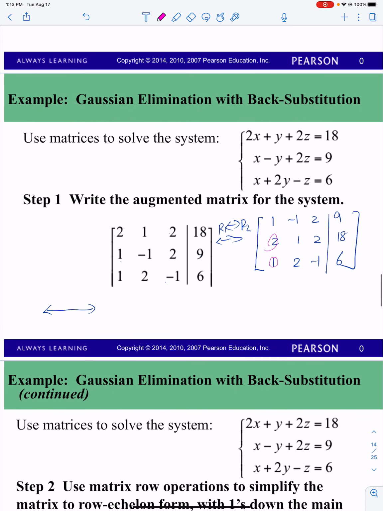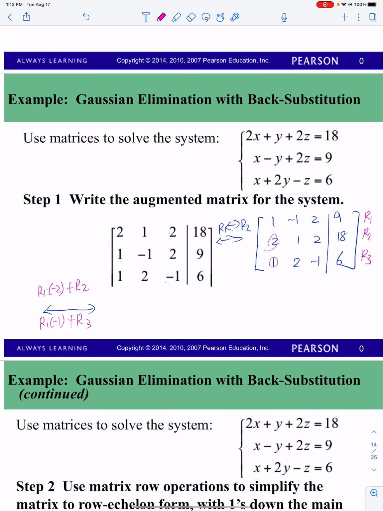So what will you do? In order to make it add equal 0, your R1, you have to times what? Negative 2, you plus what? R2. In order to make this one 0, so what will you do? R1 times negative 1 plus what? R3.